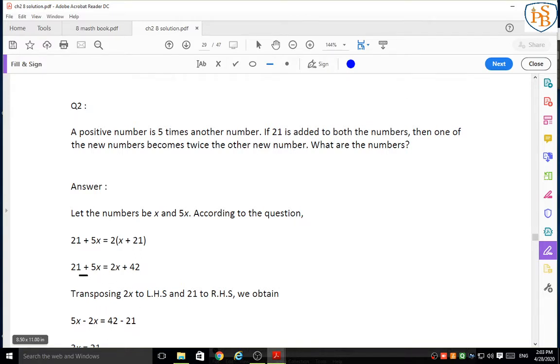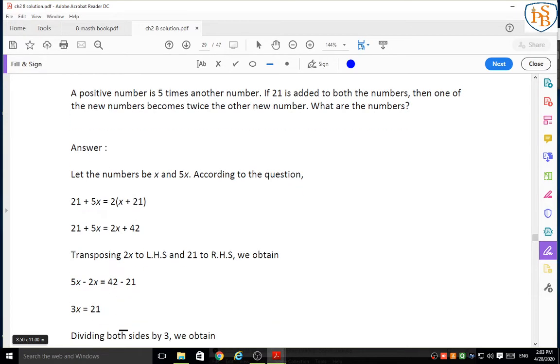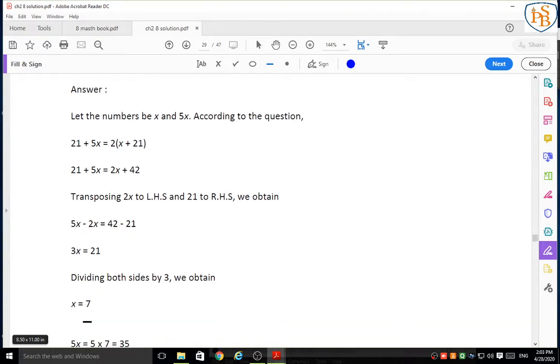And 42 minus 21, look at here. So 5 minus 2x gives us 3x, and 42 minus 21 gives us 21. So 3x is equal to 21, and dividing both sides by 3, we get x is equal to 7, because 3 sevens are 21. So this is the value of x.